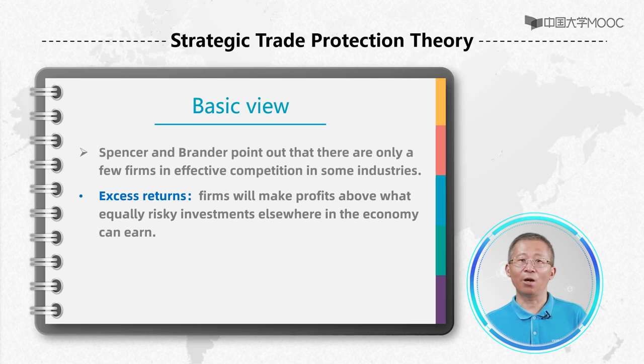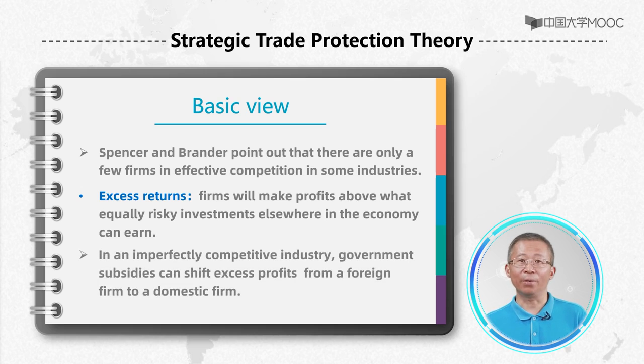That is, firms will make profits above what equally risky investments elsewhere in the economy can earn. Thus, there will be an international competition over who gets these profits. Spencer and Brander notice that it is possible for a government to alter the rules of the game to shift these excess returns from foreign to a domestic firm.